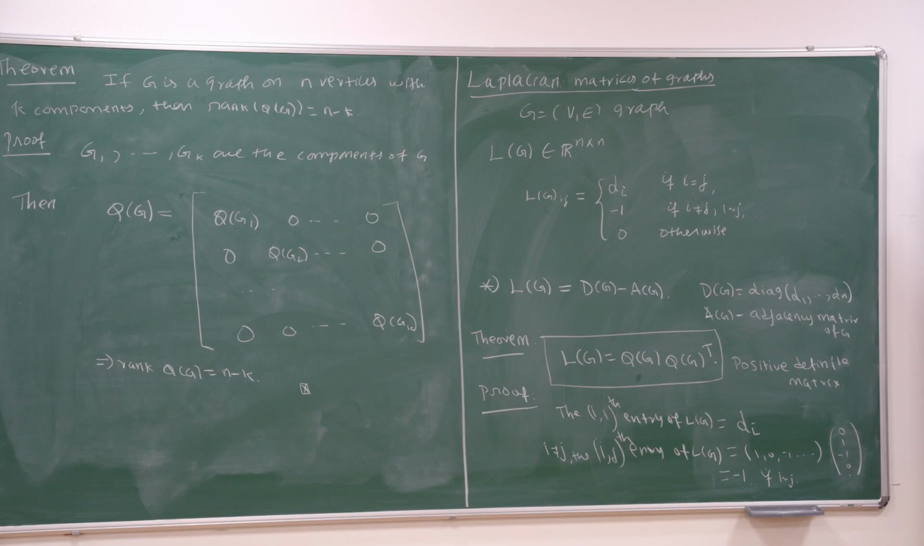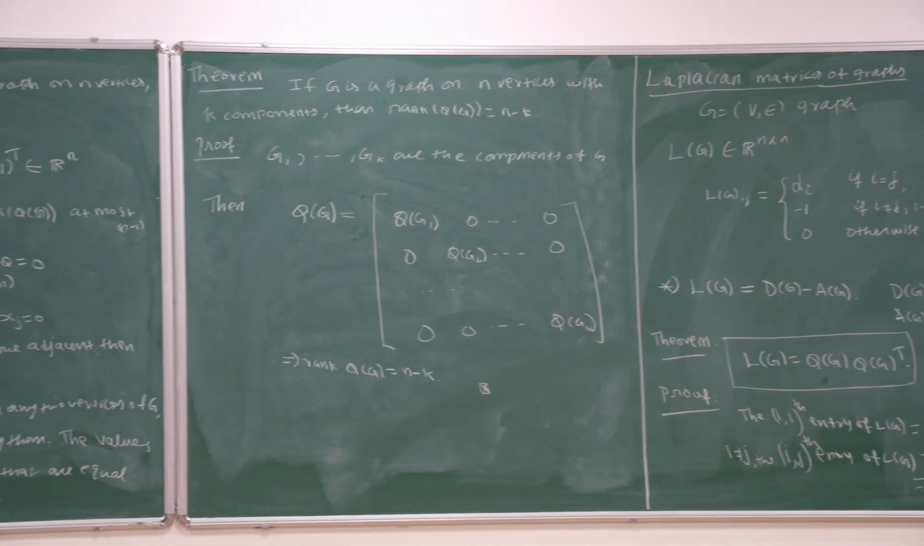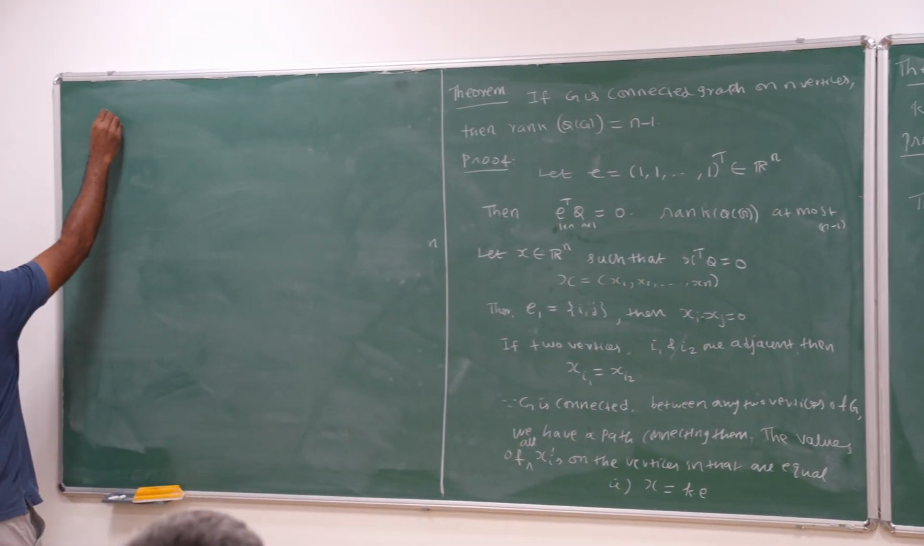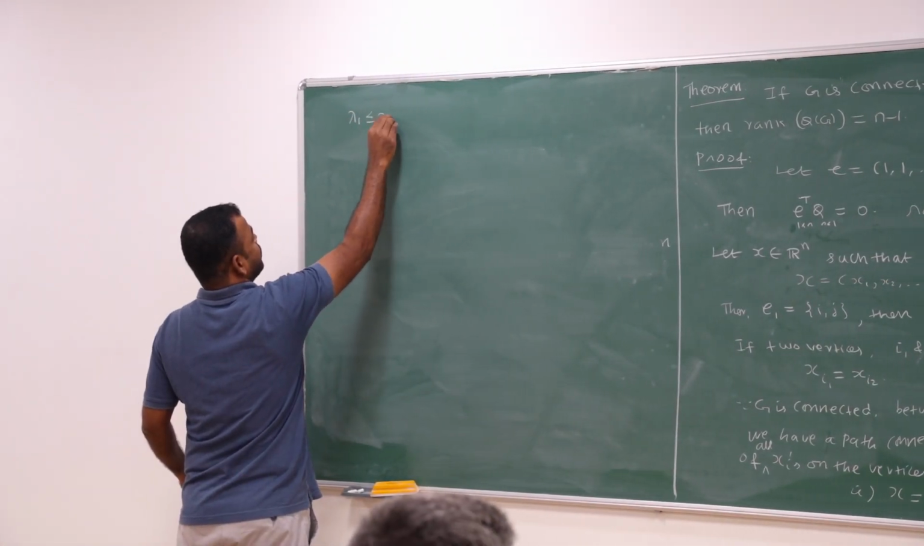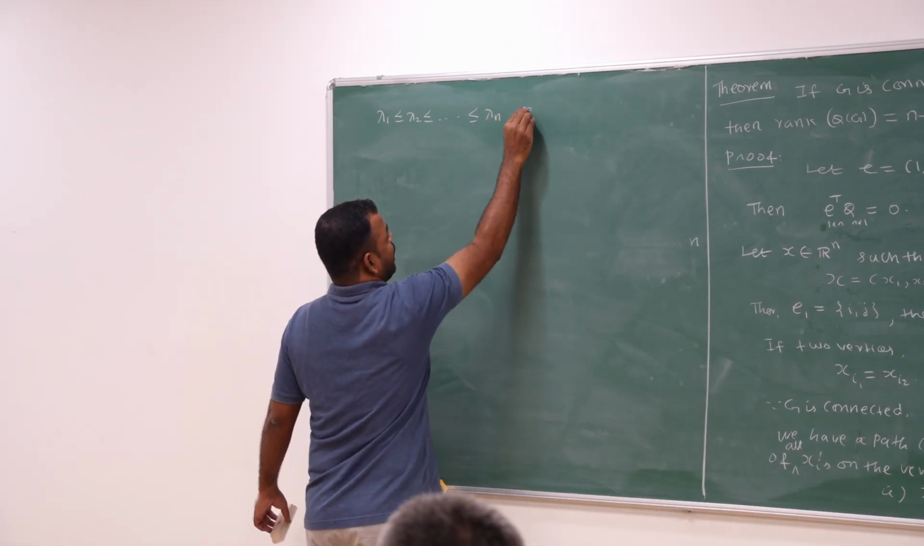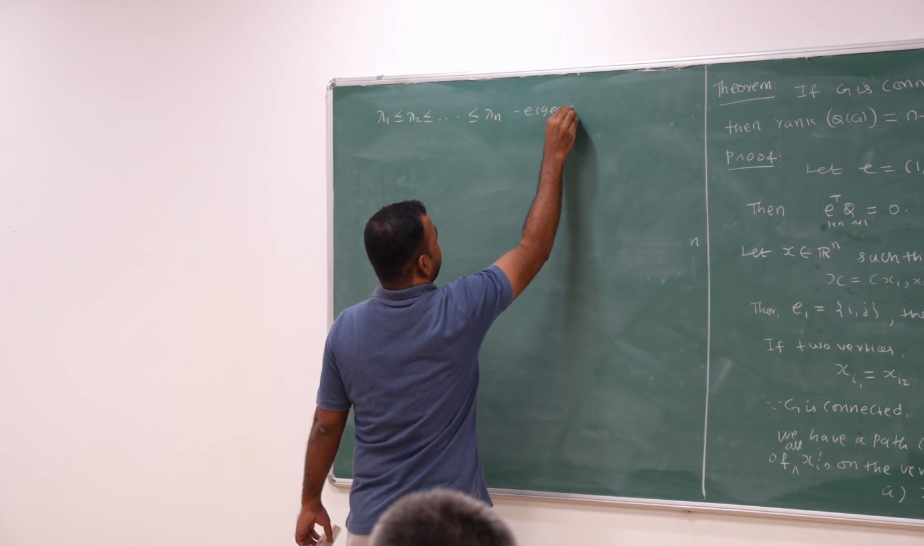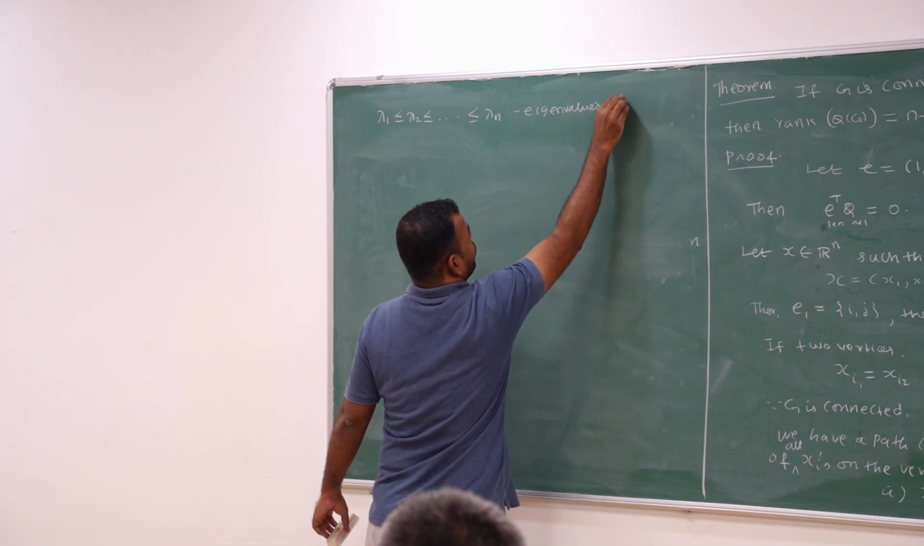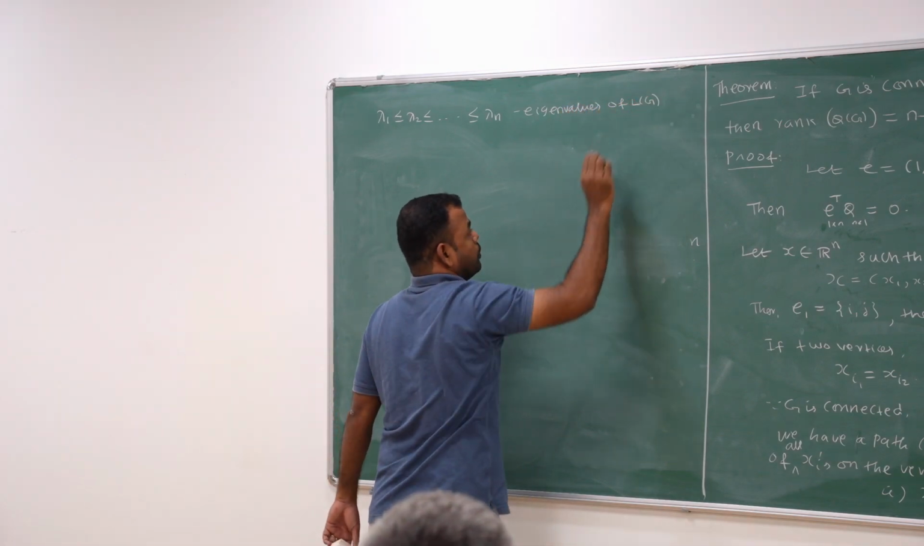So this is a symmetric matrix, symmetric and positive semi-definite. So all the eigenvalues I can arrange in this way: lambda 1 less than or equal to lambda 2 less than or equal to ... lambda n. These are the eigenvalues of the Laplacian. Okay.